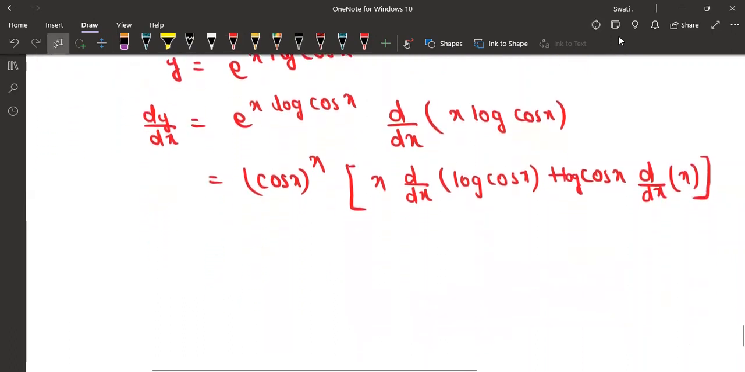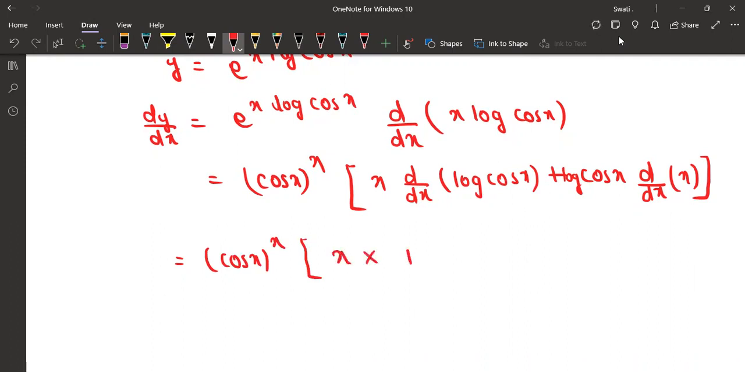So now this will become cos x raised to x as it is. This will become x, and here the derivative of log cos x will first become 1 upon cos x, and derivative of cos x is actually minus sin x. So it will become minus sin x. Make sure you are writing the formula on the other side. Plus log cos x, derivative of x with respect to x is 1. So now we can close the bracket.